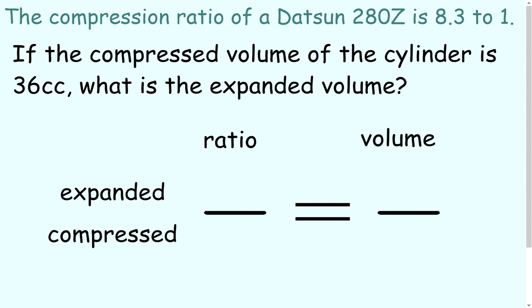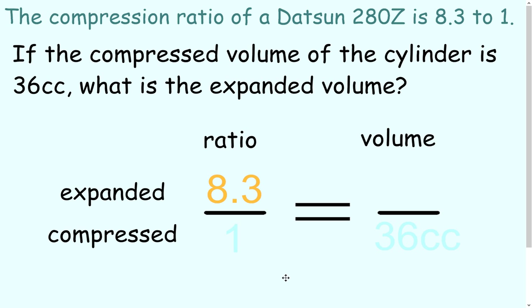Okay, so over here I'm going to set up my proportion. I know I'm going to put everything that's expanded on the top, everything that's compressed on the bottom. Okay, so for expanded compression ratio, I've got 8.3 on the top because expanded is always on the top with the compression ratio, so you have to do it that way anyhow. And the compressed was 1. And it says the compressed volume of the cylinder is 36 cc, so compressed down here, 36 cc.